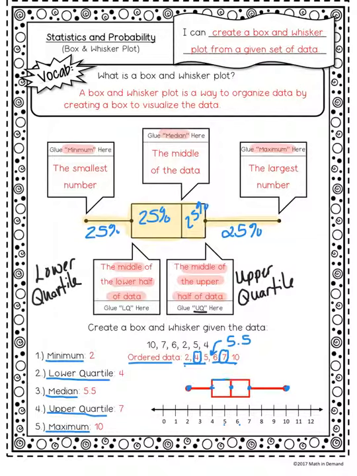Around the middle 3 dots, we're going to make a box. And we're going to put a line through our median. Then we're going to take our pencil and we're going to connect those 2 dots and these 2 dots to make our whiskers. Okay, and that's it. That's a box and whisker plot.